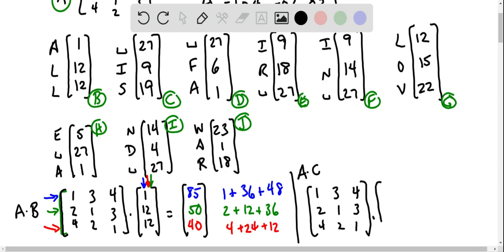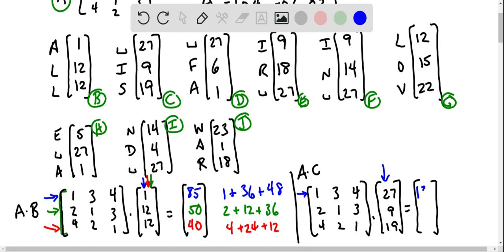And I'm going to multiply this by C, which is 27, 9, and 19. So doing this out, first row times the column. That's going to give me my first element in my answer. So 1 times 27 plus 3 times 9 plus 4 times 19 gives me 130.